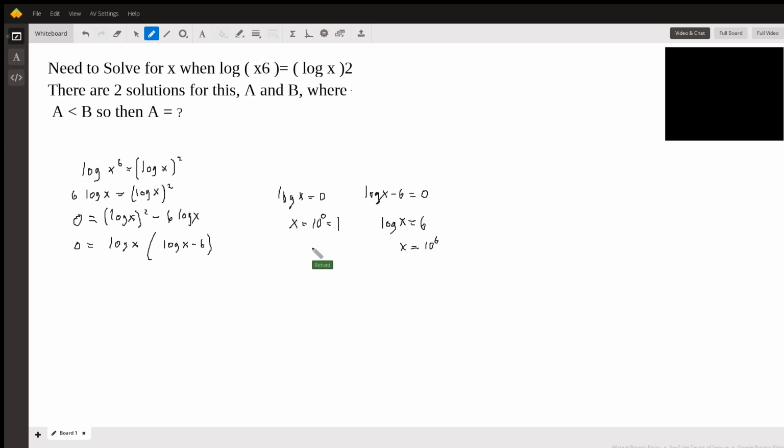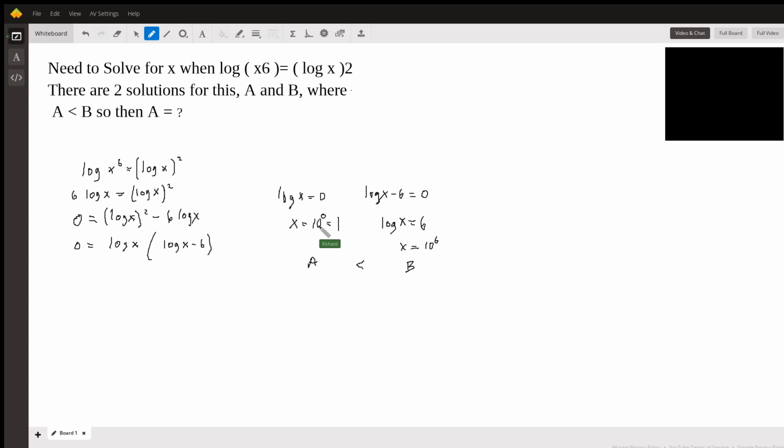So this must be our A here, what they're calling A in the problem, and this must be our B, because 1 is certainly a lot smaller than 10 to the 6th. So that's our answer. Our answer is 1.